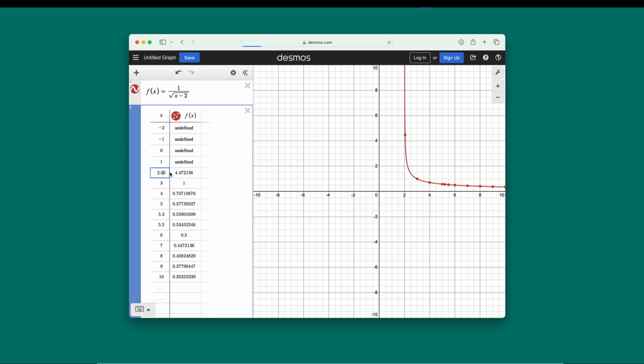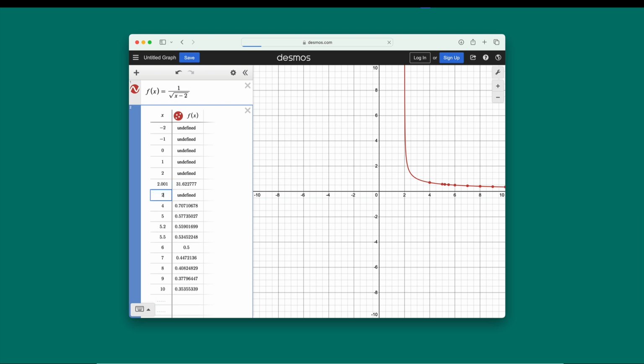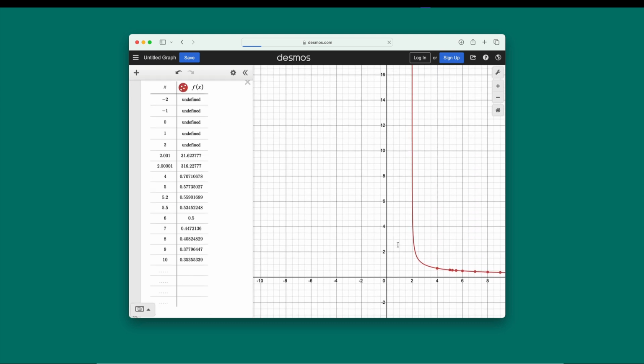Okay, so we know it's undefined at 2, and also anything to the left. So we'll pay attention to x values greater than 2. If I look at 2.001, notice the y value is 31.62. What if I change that x value to 2.0001? The y value got bigger. So it seems as you're getting closer to 2 from the right, the y values are jumping. You see that it's shooting up here.